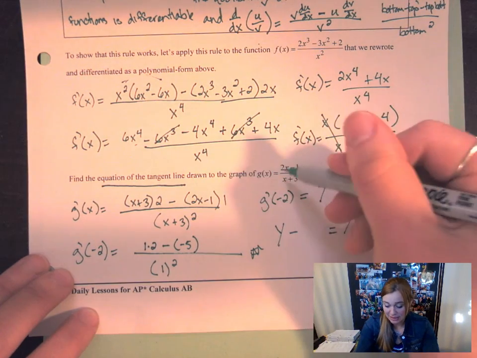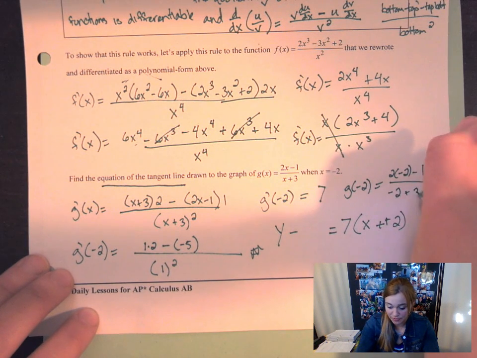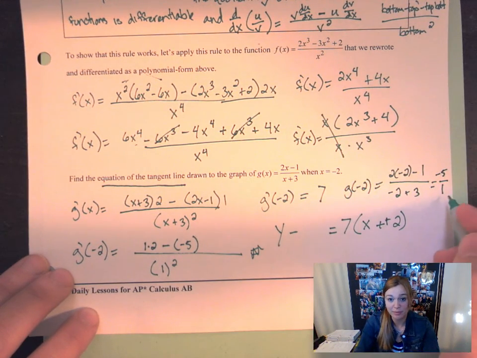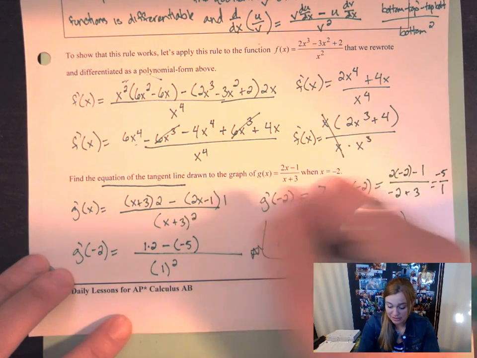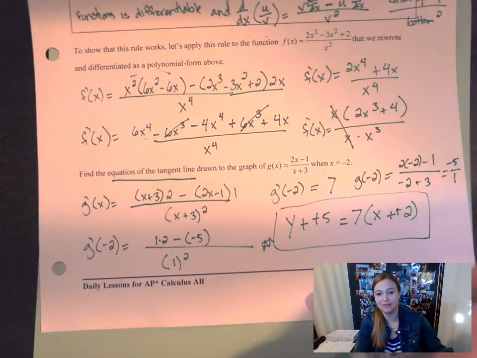So I go up here and I say 2 times negative 2 minus 1, negative 2 plus 3. Get 1 in the denominator. Negative 4 minus 1 is negative 5. So negative 5 is my y value, which would be plus positive. Did it! Woo! So exciting.